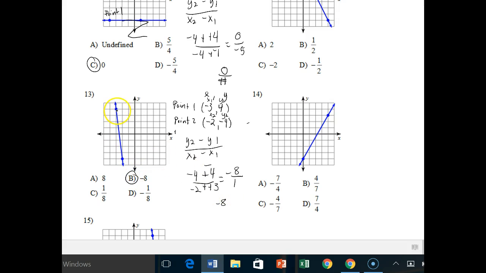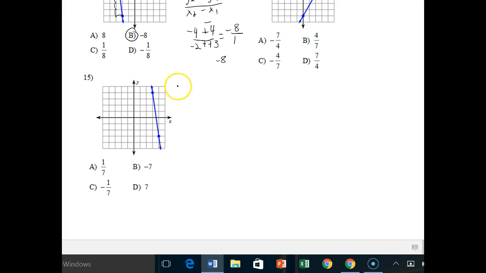And that makes sense because what does this say? I should go from one point down 8 and right 1. Let's see. Down 1, 2, 3, 4, 5, 6, 7, 8, and right 1. Look at that. Works out perfectly.